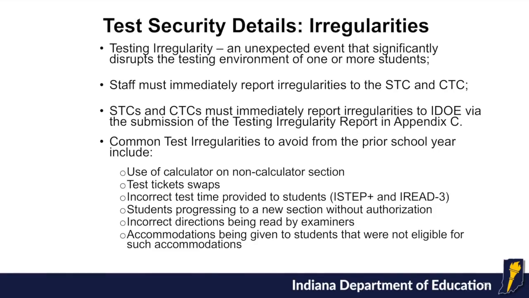Common test irregularities to avoid from the prior school year include use of calculator on non-calculator sections, test ticket swaps, the incorrect test time being provided to students, students progressing to a new section without authorization, incorrect directions being read by examiners, and accommodations being given to students that were not eligible for such accommodations.